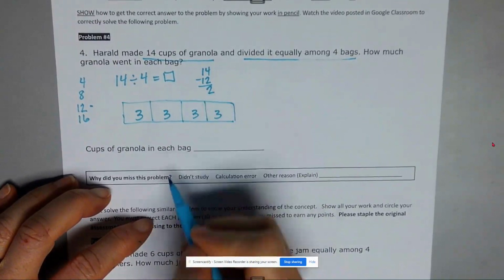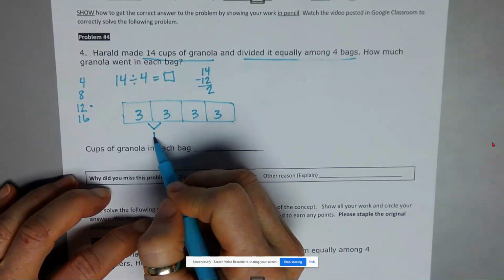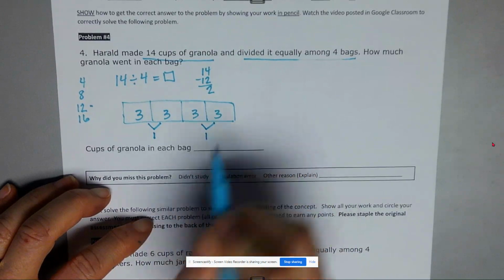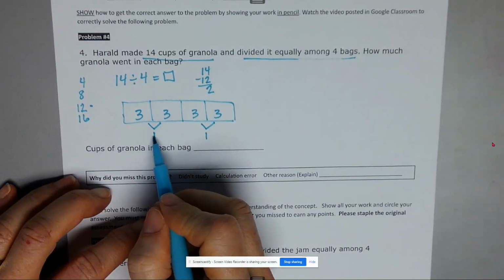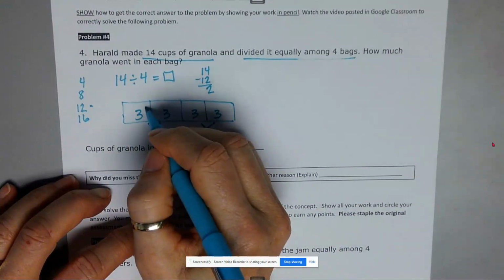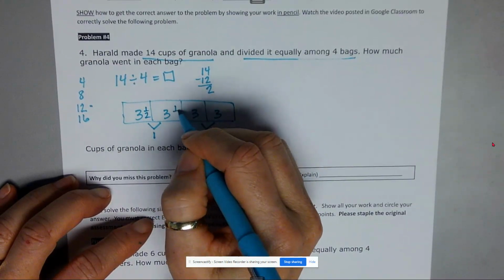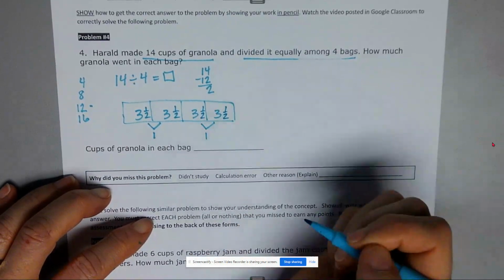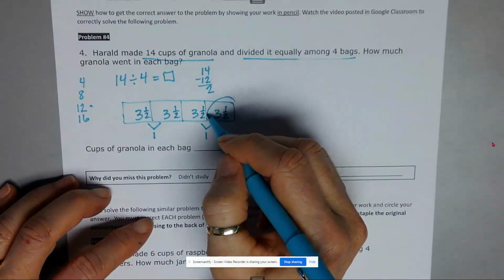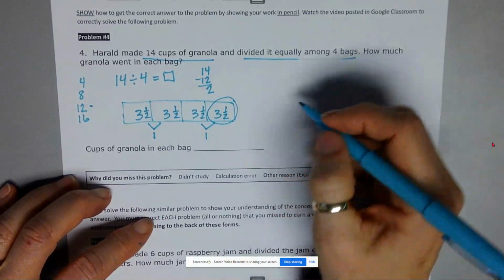That means if I split this up, I could say, well, 2 boxes would equal 1, and 2 boxes would equal 1. How do I share 1 with 2 people or 2 boxes? Well, they would both get a half. So I say my answer is 3.5. Now let's try long division.